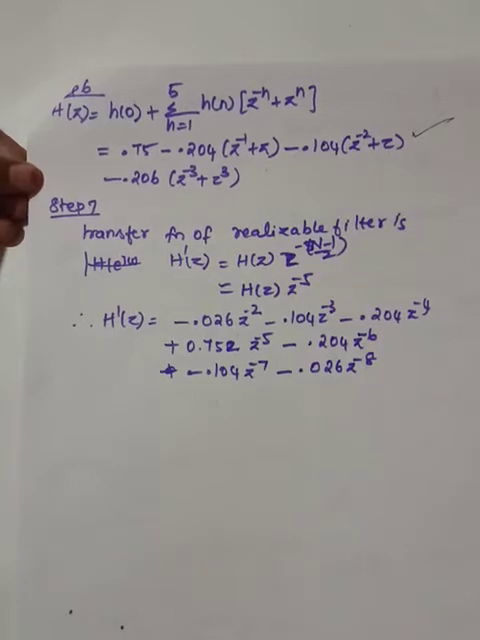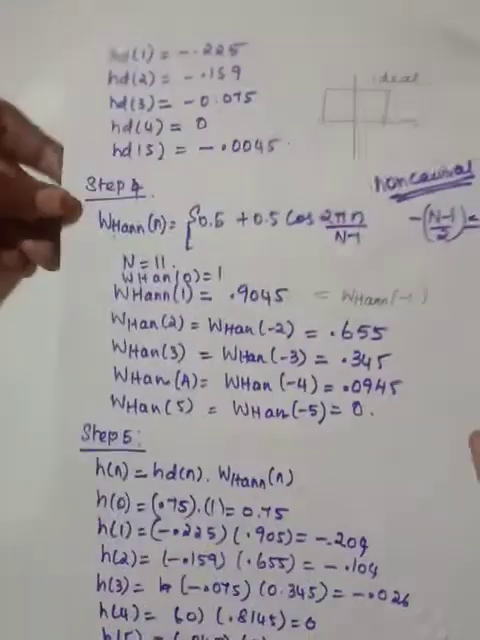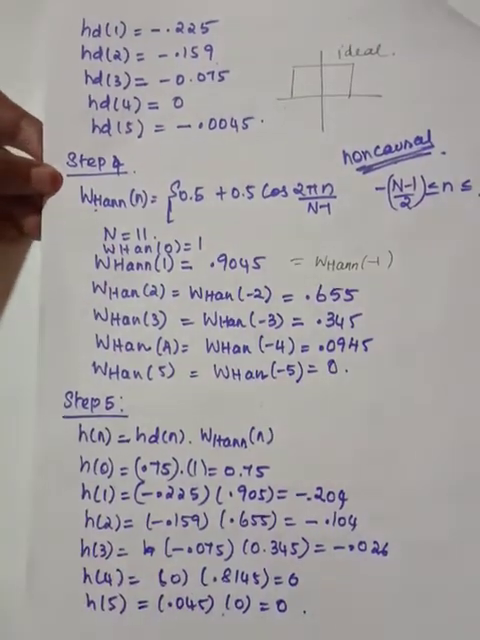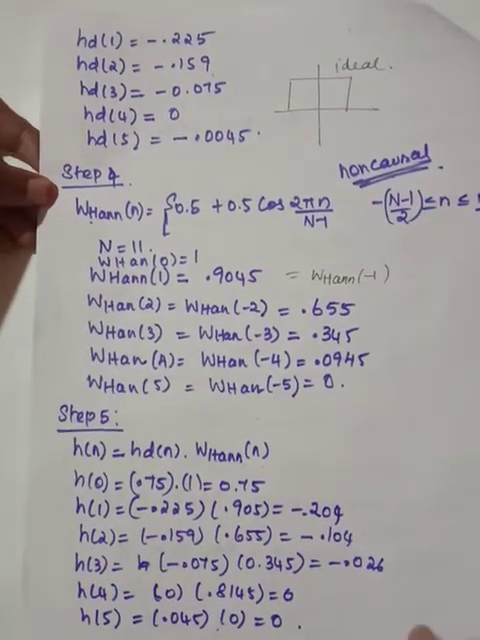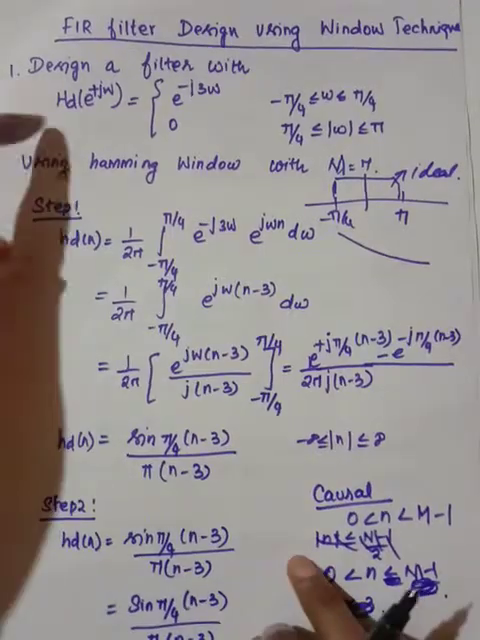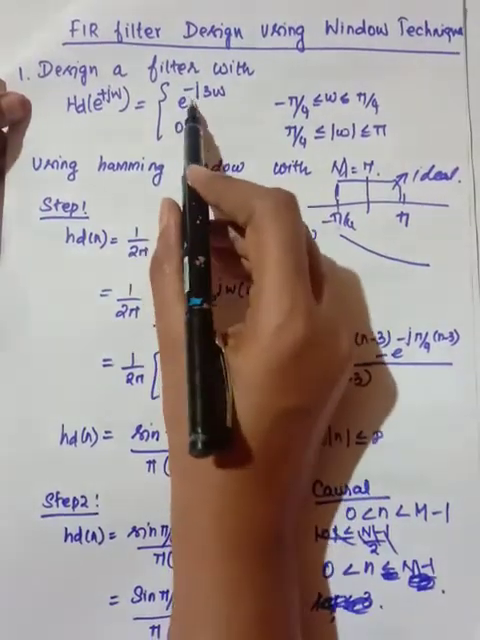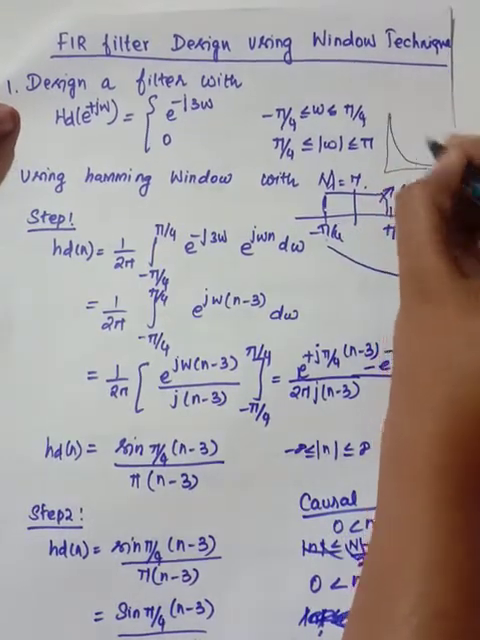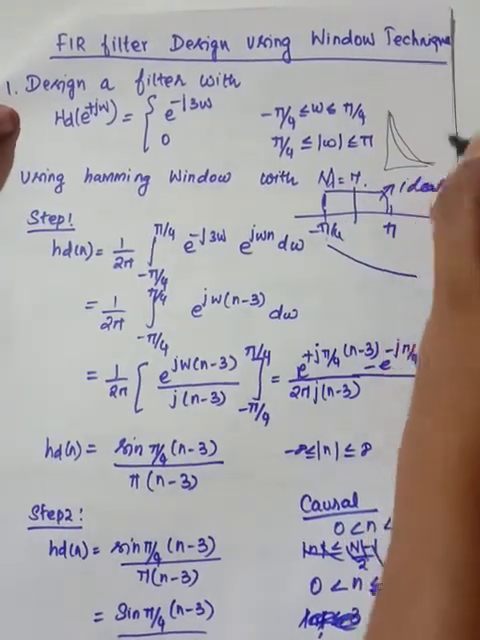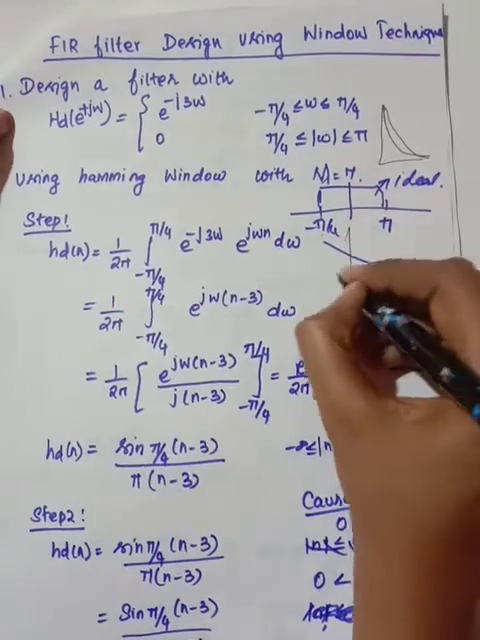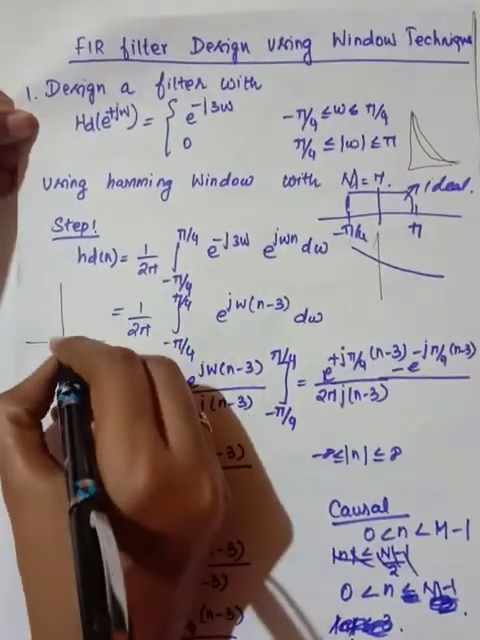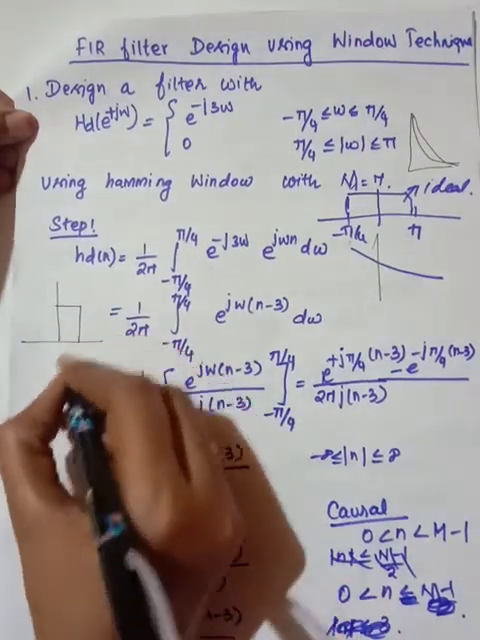Now we are incorporating only two steps, that is the window function and this one, and we are proceeding with the same. Now here we are going to consider e power minus j3 omega, right? So e power minus j omega, that is the response. Here this is an ideal response. Considered here, I will draw. So this is your ideal response.